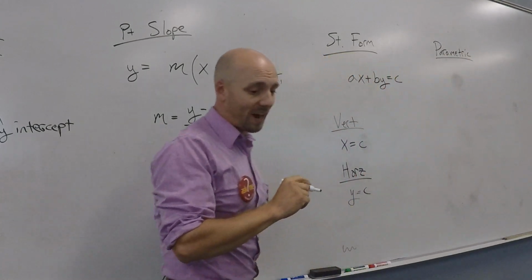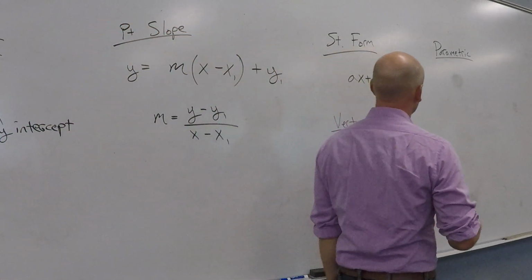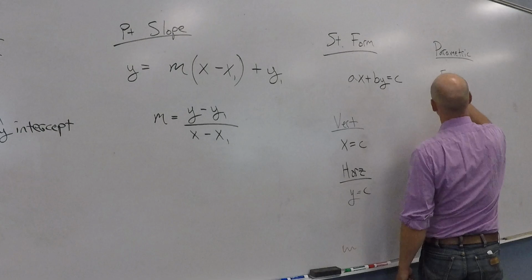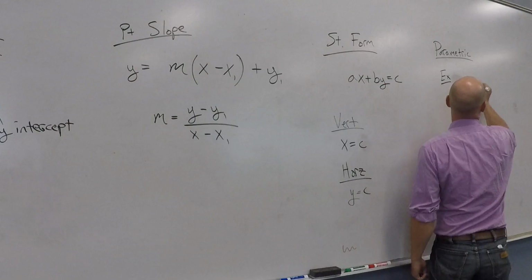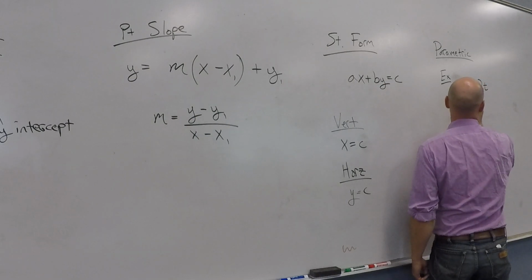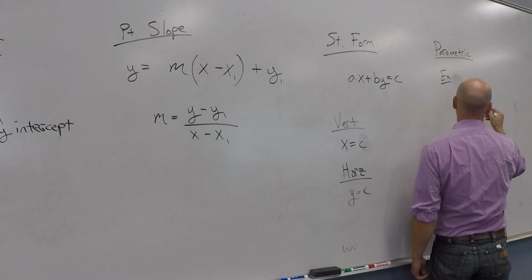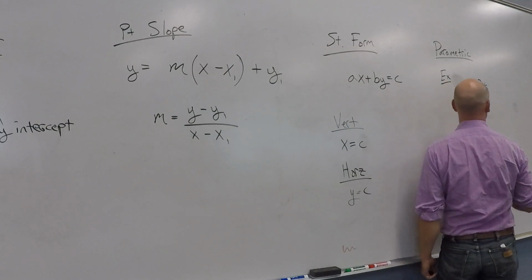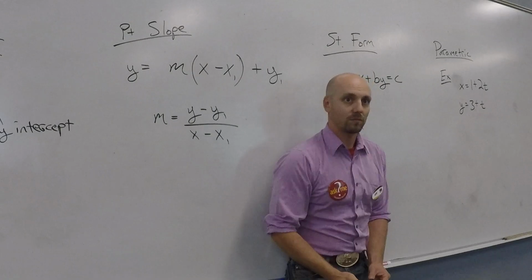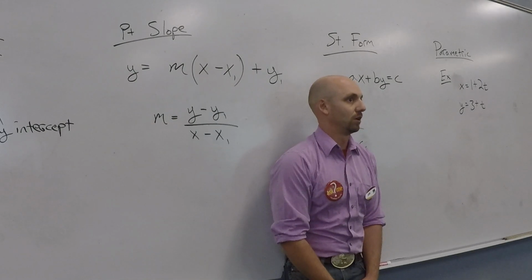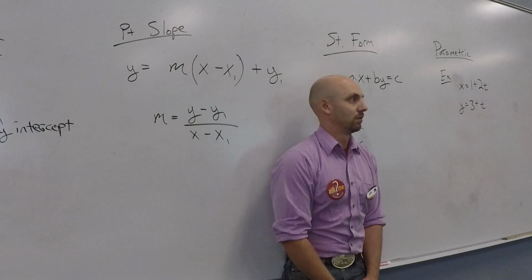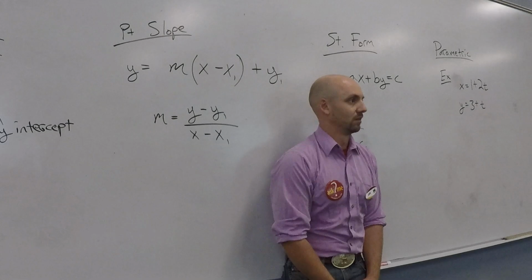So a parametric line is one that I'm going to do by example. Here's an example of a parametric line. x is 1 plus 2t and y is 3 plus t. That seems weird. Why does this seem weird? There's all of a sudden a new variable in the mix, it feels like there's too many.